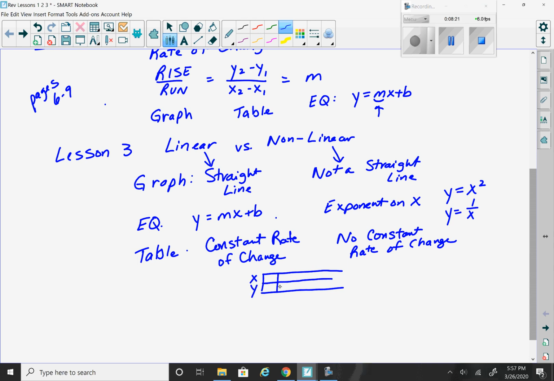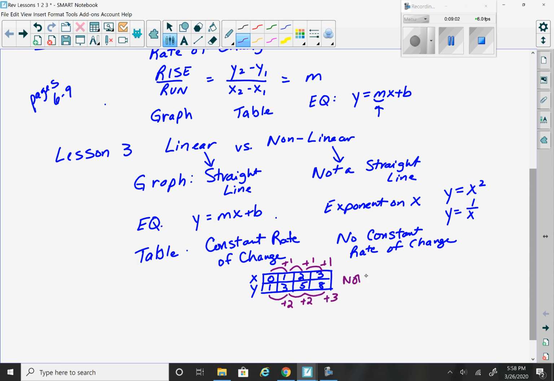So let's say that we have an ordered pair of 0, 1. Then let's say our next ordered pair is 1, 3. Then my next ordered pair is 2, 5. And then my last ordered pair, let's say 3, 8. So I want to know from a table if this is linear or not. One thing that I'm noticing is that my x value keeps going up by 1, right? But if I look at my y values, if you go from 1 to 3, that goes up by 2. But if you go from 3 to 5, that also goes up by 2. So this looks good. But then when I go from 5 to 8, that's going to go up by 3.